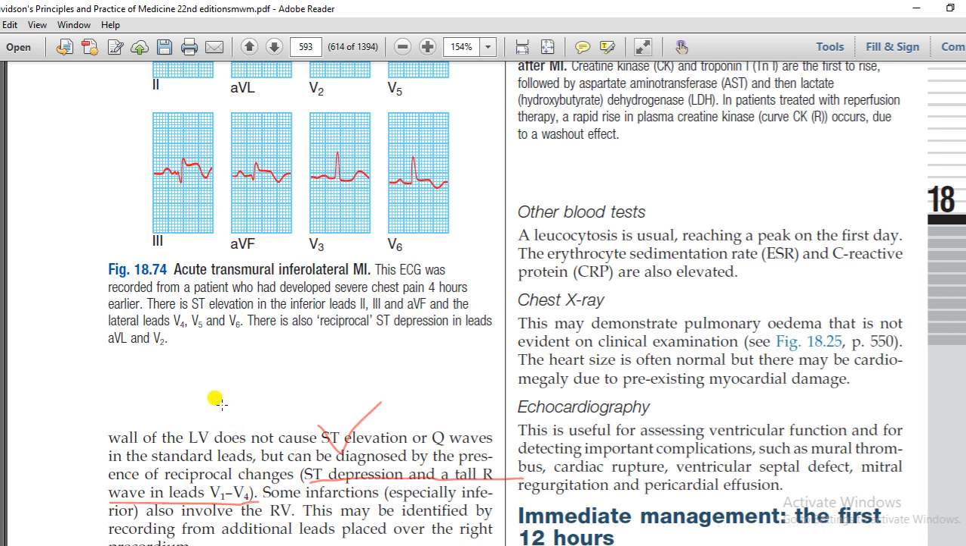So reading the electrocardiogram is very important. It helps to diagnose whether the person is having a myocardial infarction in the anterior portion of the heart, or in the anterolateral portion, or in the inferior part, or in the posterior part of the heart. If there is infarction at the posterior part, then no ST elevation or Q wave is seen. However, it could be diagnosed by reciprocal changes of ST depression and tall R waves in leads V1 to V4. So it is seen in V1 to V4 as well.